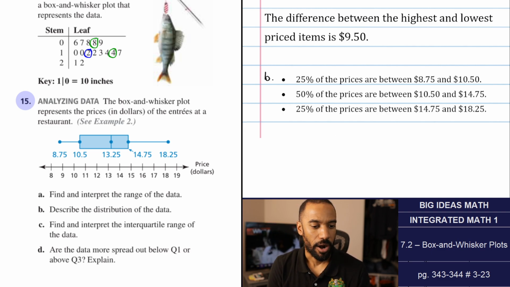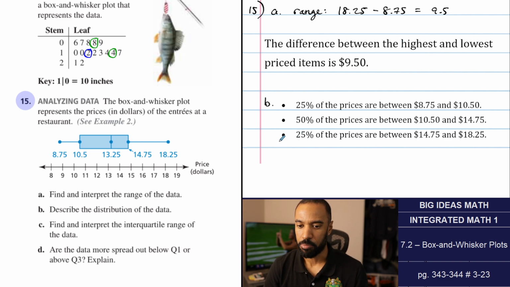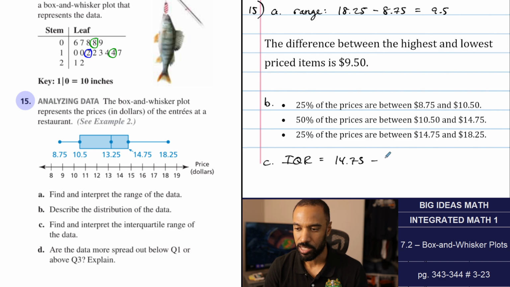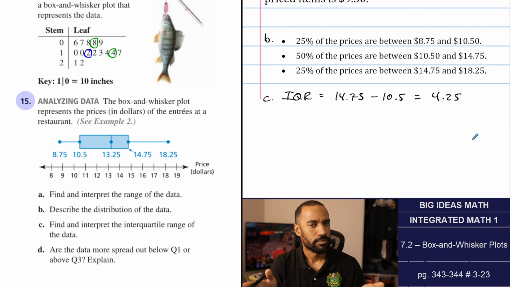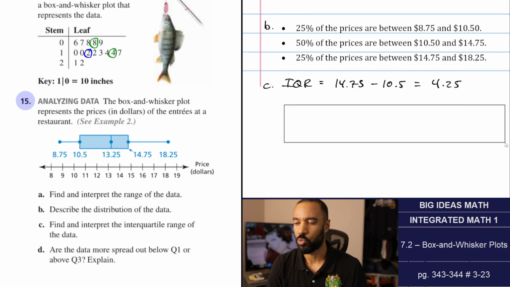Okay, part C, find and interpret the interquartile range of the data. So that's that middle 50%, right? The middle half, if you will. So the IQR is what we'll call that. It's what they call it as well. 1475 is Q3, and we're subtracting the 1050, which is 425, right? So the middle half, that middle 50%, has a price variance of 425.